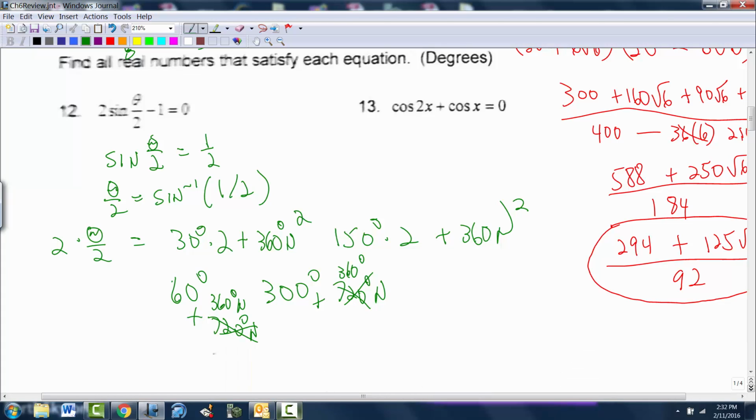Wrong again I was. I was right the first time. Because 360 plus 60 is 420. When I plug 420 in, sine of 420 divided by 2 is sine of 210. Sine of 210 is negative a half. Negative a half times 2 is negative 1. Negative 1 minus 1 is not 0. So I was right the first time.